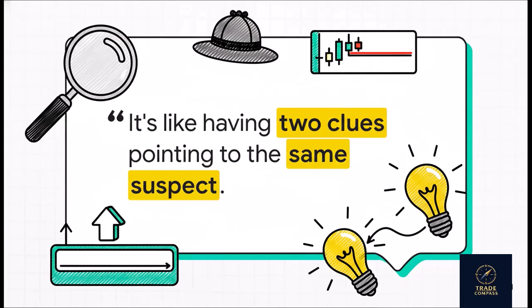I love this analogy because it's so true. Think of yourself as a market detective. You find one clue, say a candlestick pattern. That's interesting, but is it enough to make a move? Maybe not. But what if you find a second clue, like the price is at a major resistance level, and it points to the exact same conclusion? Now we're talking. That's when you can be much more confident. The support or resistance level is clue number 1. The candlestick pattern is clue number 2. When they line up, your odds of being right go way up.